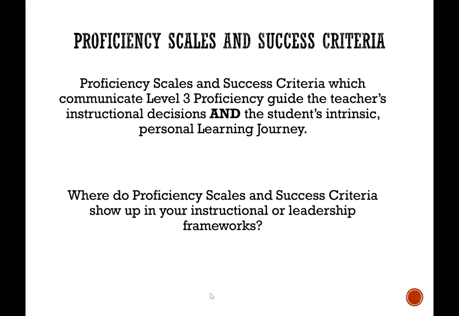Remember in Unit 1, all that discussion we had around students being motivated and knowing what their learning journey is, and having a growth mindset and not being in a neural downshift? This is where the clear criteria and the clear journey help a student feel motivated so they don't withdraw from the learning experience. Where do proficiency scales and success criteria show up in your instructional or leadership frameworks?